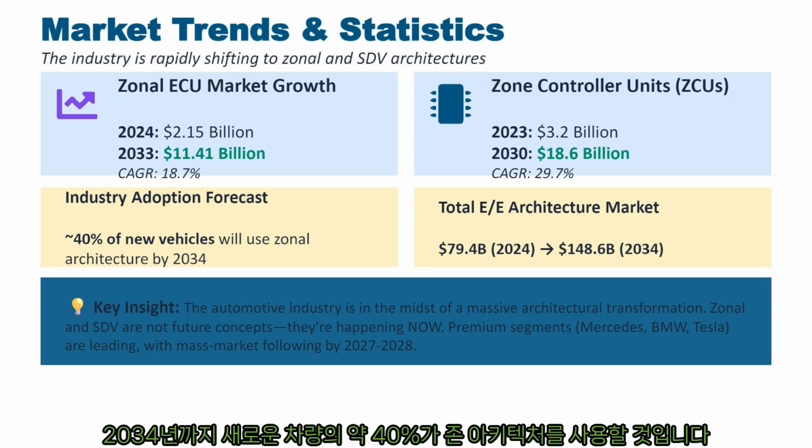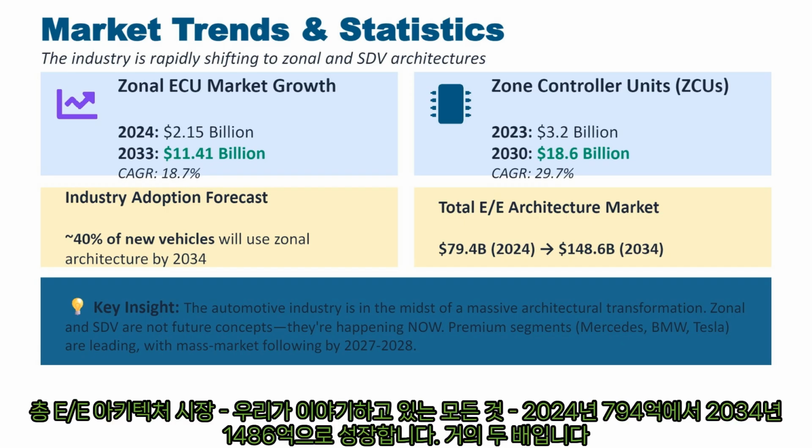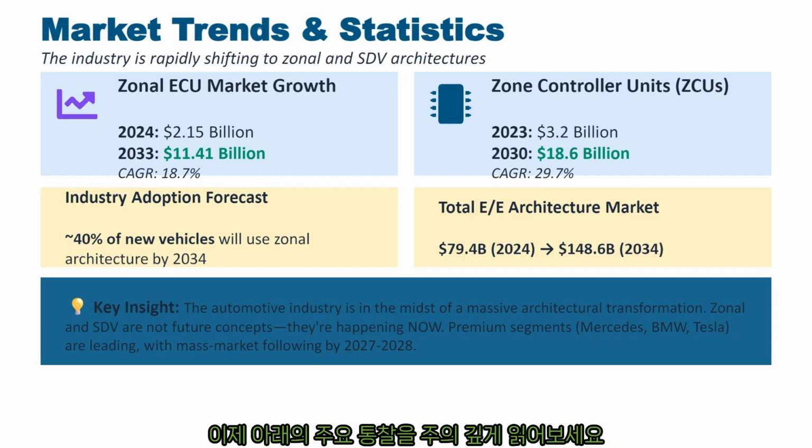Nearly 30% annual growth. The industry adoption forecast: approximately 40% of new vehicles will use zonal architecture by 2034. That's less than 10 years away. Almost half of all new cars. The total EE architecture market, everything we're talking about, grows from $79.4 billion in 2024 to $148.6 billion by 2034. Nearly double. Now read the key insight at the bottom carefully.